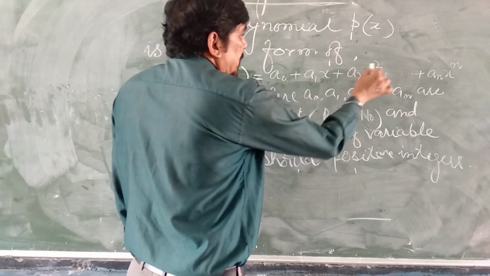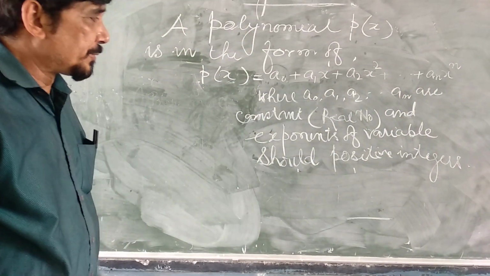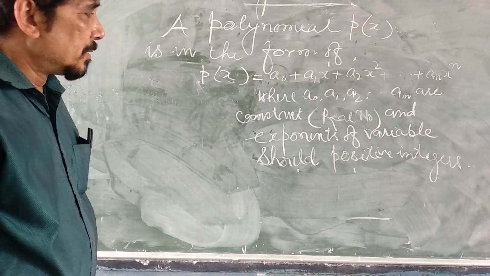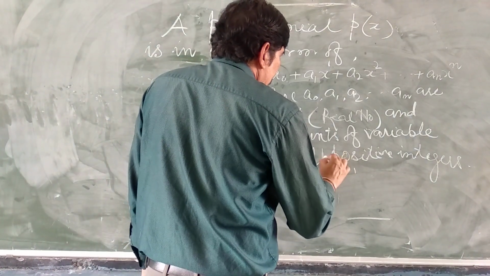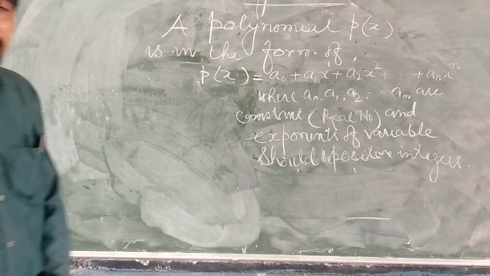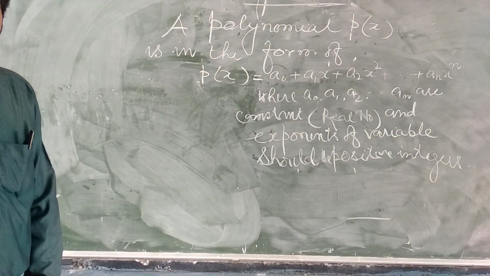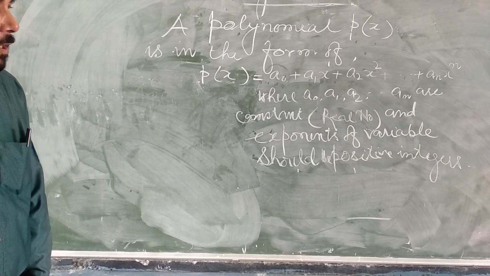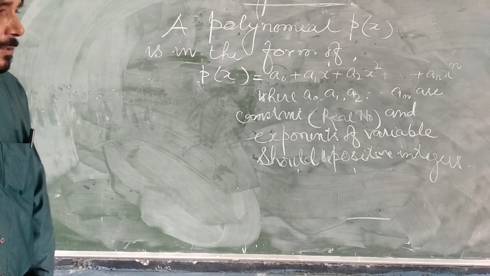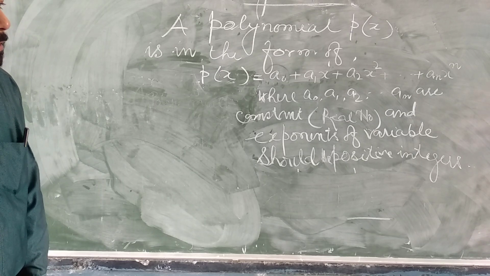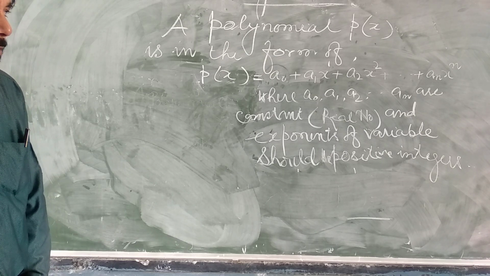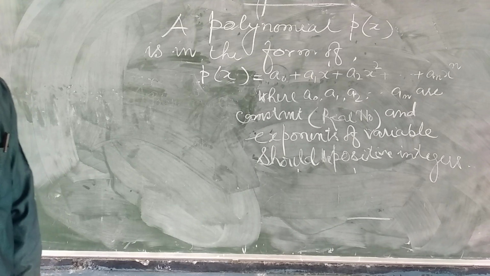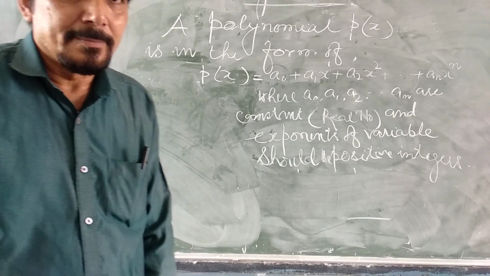And the exponent of variables should be positive integers. Means in each term of the given algebraic expression where variables are coming, the exponent of variables must be a positive integer, must be a natural number. Okay?